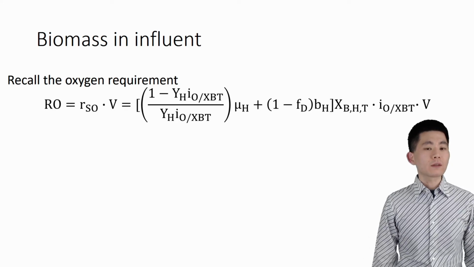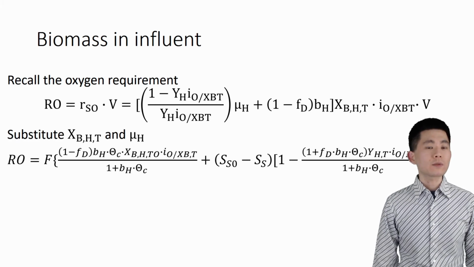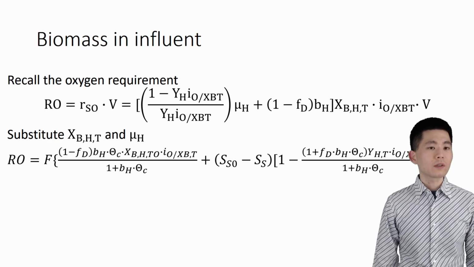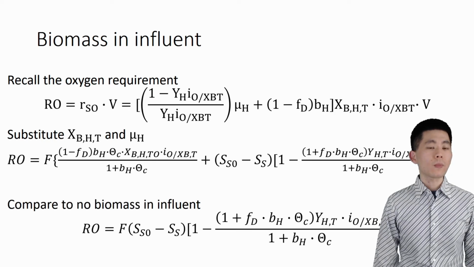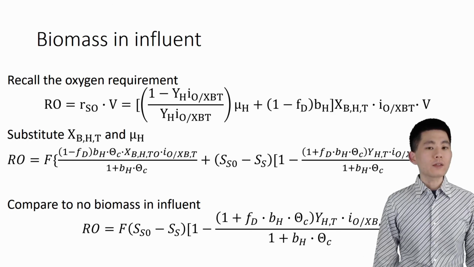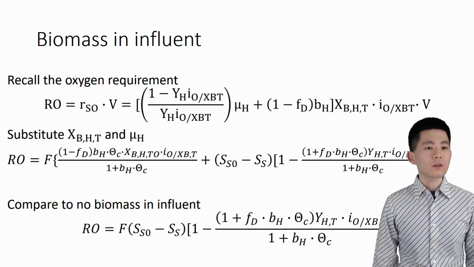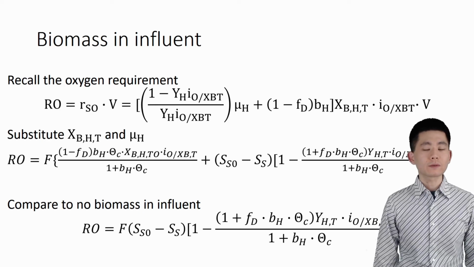For the oxygen demand, we can write the reaction rate from the stoichiometry and kinetics matrix. Substituting the expression for active biomass and specific growth rate with active biomass in influent, we can get the expression for oxygen requirement with biomass in influent. Compared to the oxygen requirement with no biomass in influent, the oxygen requirement increases with active biomass in influent. This also corroborates with the lower minimum substrate concentration, or SS min, in the effluent.